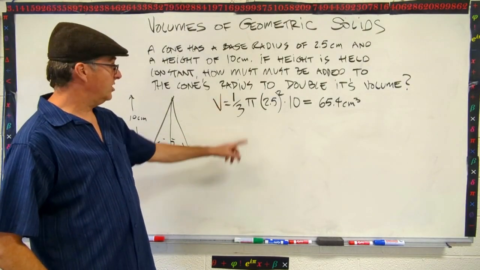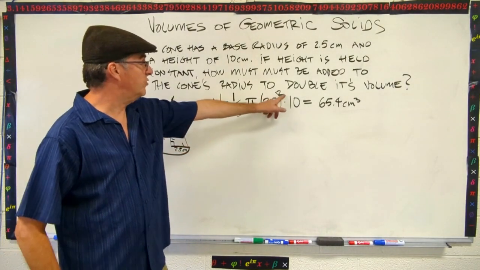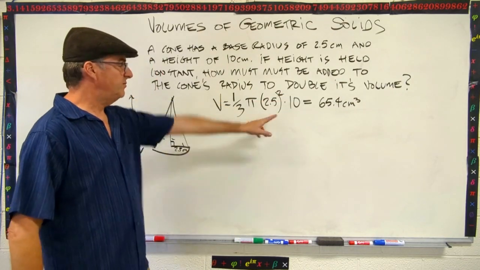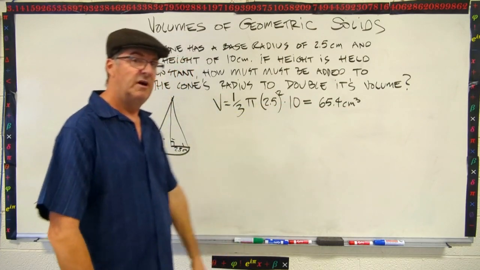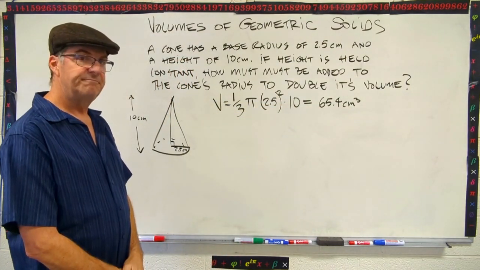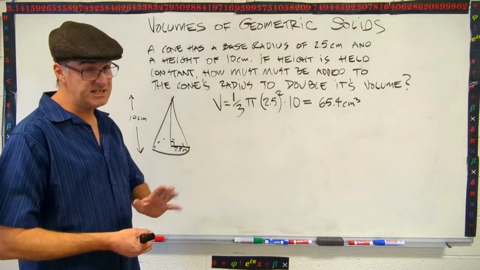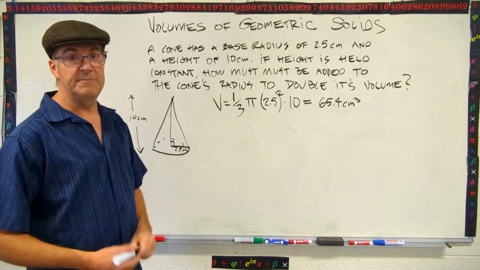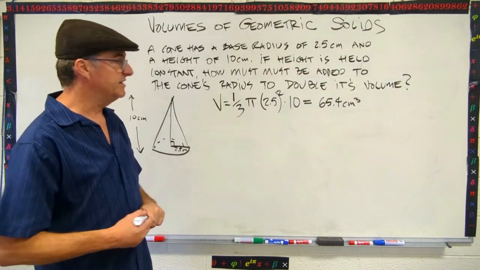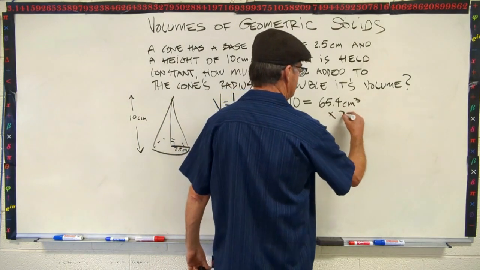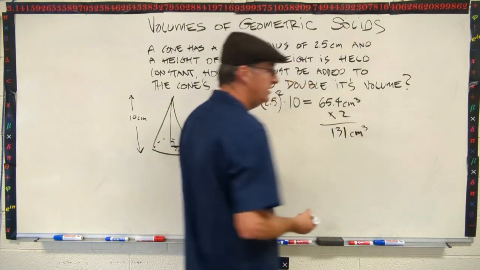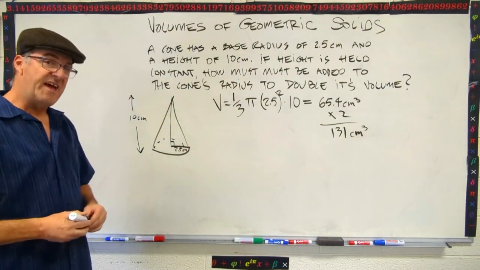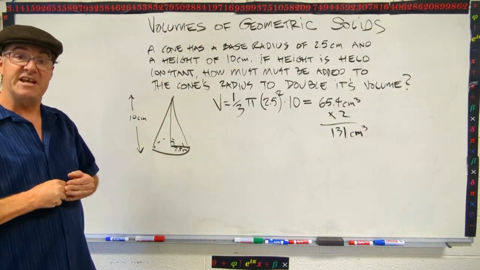My volume formula for a cone is just 1/3 pi r squared times the height. So I plugged in my numbers, I do my calc, and I get 65.4 centimeters cubed. Pause the video, do the next step. Okay, did you remember what the next step was? We need to double that volume so we can back calculate the new radius. So we're going to multiply that by 2, and that's going to give us 131 centimeters cubed. So that's the new volume that we're then going to use to solve for the new radius.